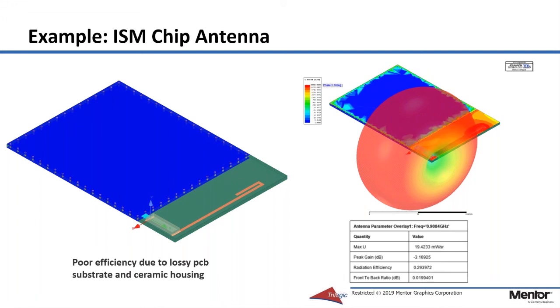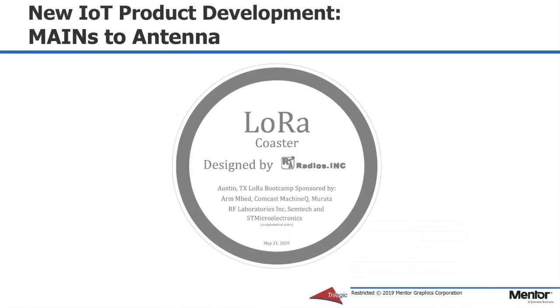Now we talked about impedance matching. Now we're talking about the actual antenna itself. So both can be sources of losses or gains, and we want to avoid the losses. So that brings us to take a look at a development tool I designed just a few weeks ago for a conference I spoke at in Austin, Texas, an IoT conference.